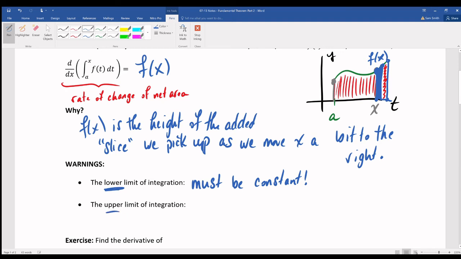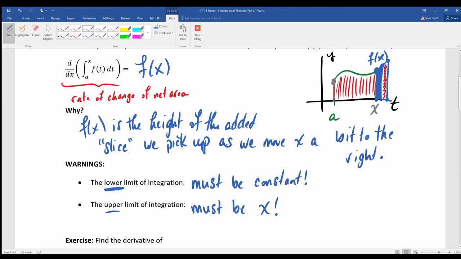The upper limit of integration as well, we must be careful. The upper limit of integration must be x. It cannot be x squared. It cannot be x plus 7. It cannot be the square root of x. It cannot even be a number. It has to be x precisely to apply this theorem.